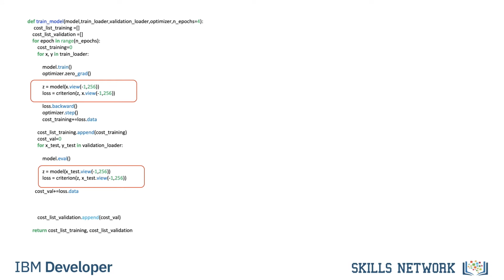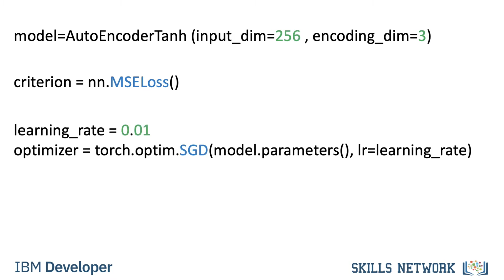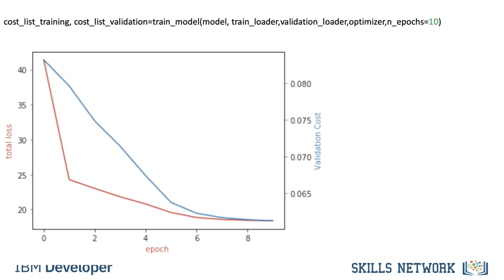For images, we will have to change the shape of the tensor. We create the dataset object as before. We create an autoencoder model with a tanh encoding function. We have our loss function. We have the learning rate and optimizer. We use the function to train the model. We see the cost on training and validation data.